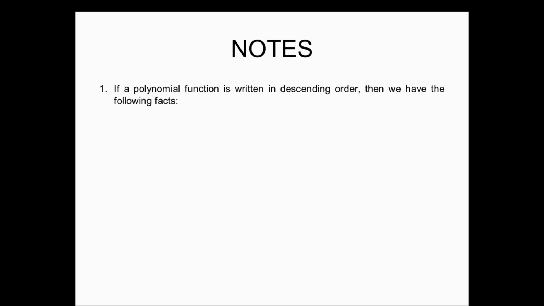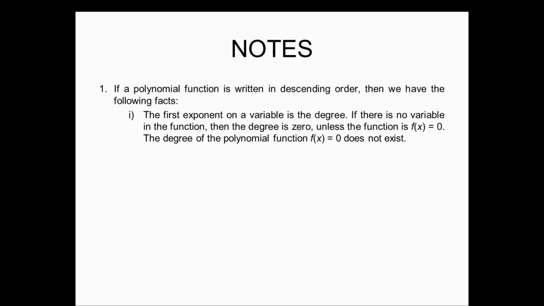Okay, some notes on the terminology. Number 1, if a polynomial function is written in descending order, then we have the following facts. First of all, the first exponent on a variable is the degree. If there is no variable in the function, then the degree is 0, unless the function is f of x equals 0. The degree of the polynomial function f of x equals 0 does not exist.